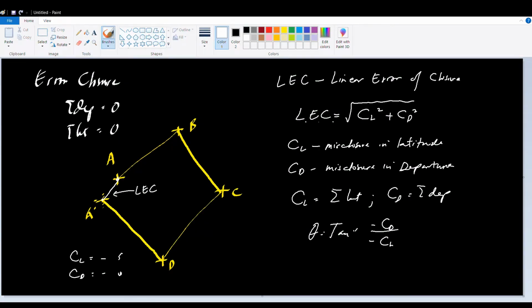All right? So CL is the misclosure in latitude and CD is the misclosure in the departure. If any one of them or both of them are not equal to 0, then we have the linear error of closure. We are simply applying here the Pythagorean theorem. So that is our CD and our CL, the misclosure in departure and the misclosure in latitude.